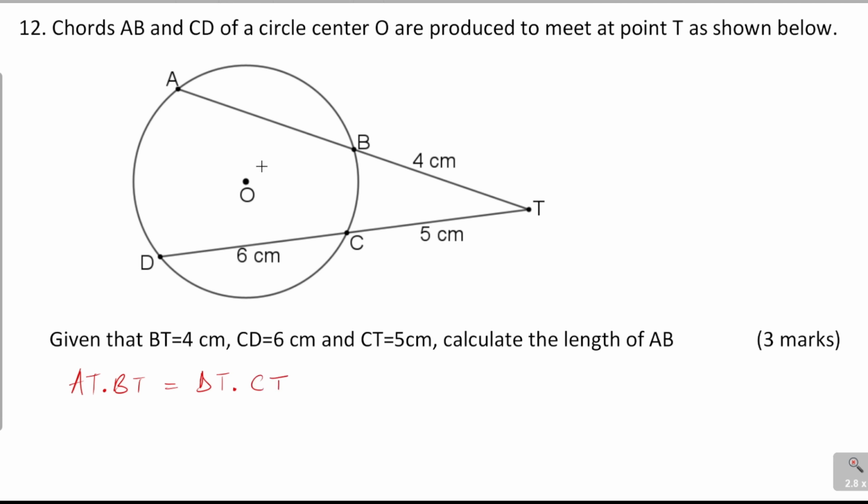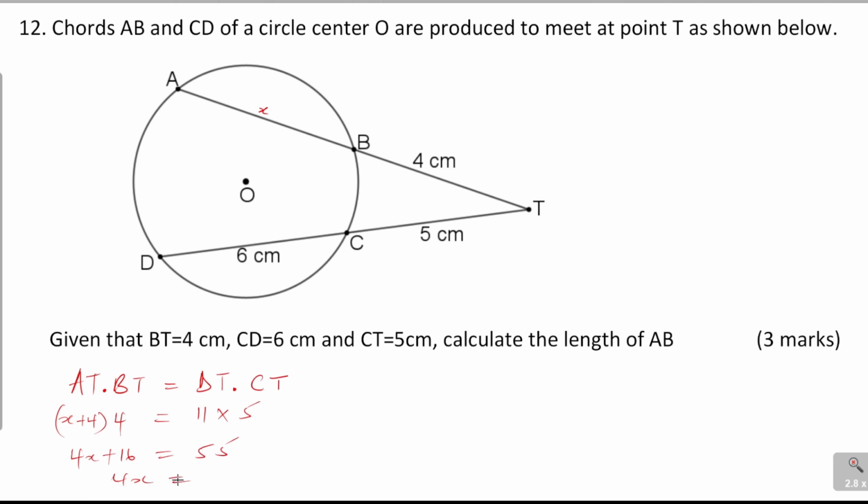So AT, because you don't know the measurement of AB, let AB be x. So AT will be given by x plus 4, then BT is 4. That should give DT. DT is 6 plus 5, which is 11, times CT, which is 5. So multiply these, you get 4x plus 16 is equal to 55.